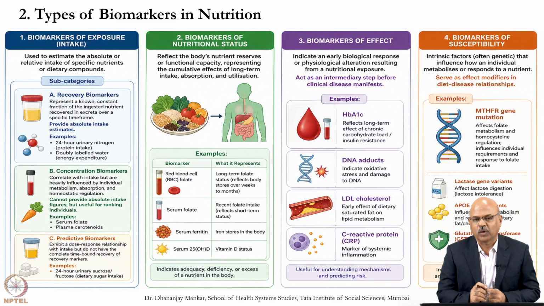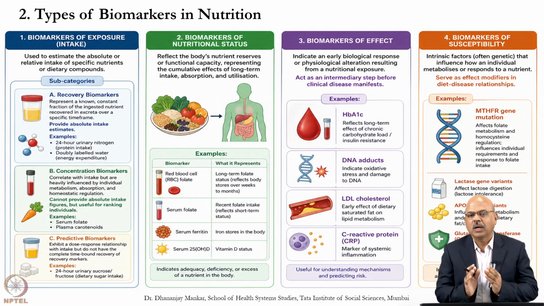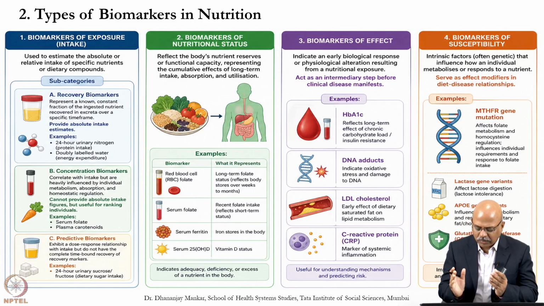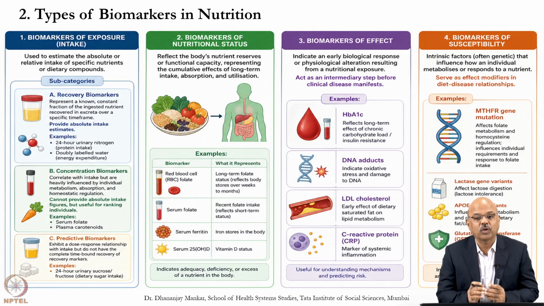The third type is biomarkers of effect. This indicates an early biological response or physiological alteration resulting from a nutritional exposure. This biomarker acts as an intermediary step before clinical disease manifestation. For example, HbA1c reflects the long-term effect of chronic carbohydrate load and insulin resistance. DNA adducts indicate oxidative stress and damage to DNA. LDL cholesterol shows early effects of dietary saturated fats on lipid metabolism.